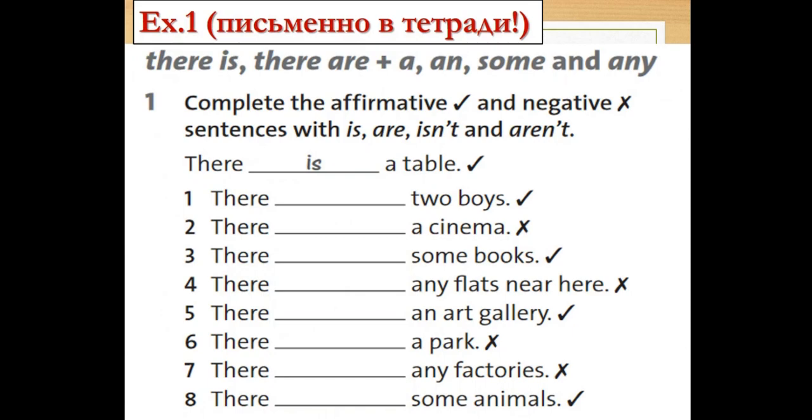Complete the affirmative and negative sentences with is, are, isn't, and aren't. Вам нужно дополнить утвердительные предложения, используя is и are, отрицательные предложения используя isn't и aren't. For example, например, the reader table. Если мы видим галочку, предложение утвердительное, используем is или are. Если мы видим крестик, предложение отрицательное, используем isn't и aren't. Записываем свои ответы в краткой форме в тетрадь.